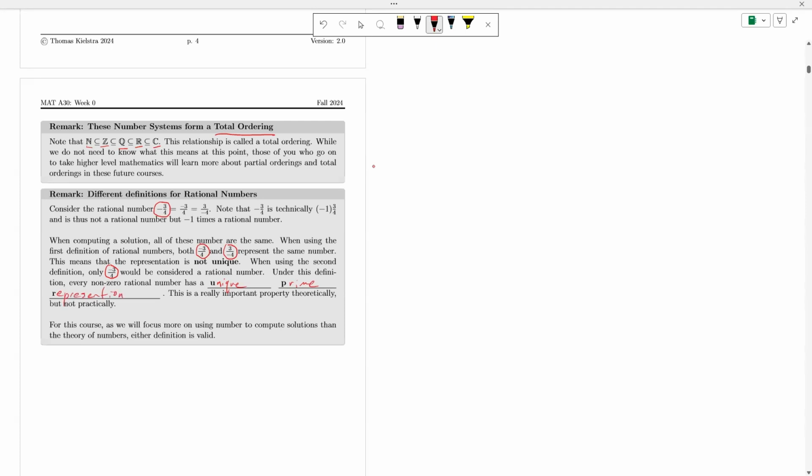This is really important theoretically, but not practically. We're not going to explore this too much here, but we can already see that if we define sets a specific way, they have additional properties or don't have those properties. So the practical definition didn't give us uniqueness, but the theoretical definition did. And in future courses, you may be really interested in defining it such that you get this uniqueness property.